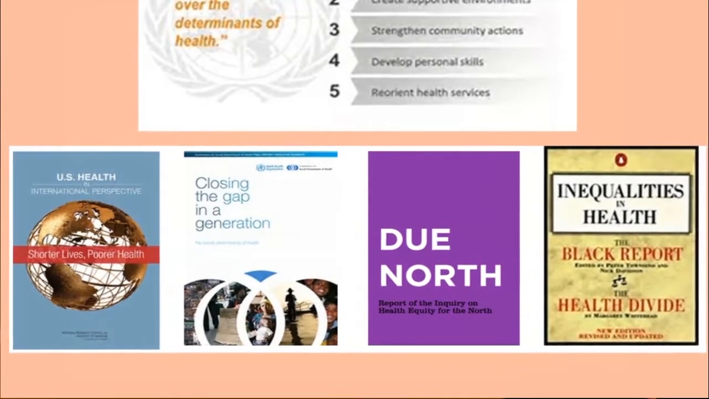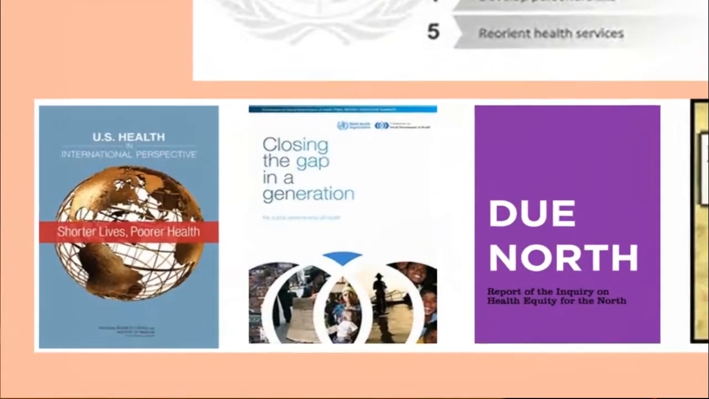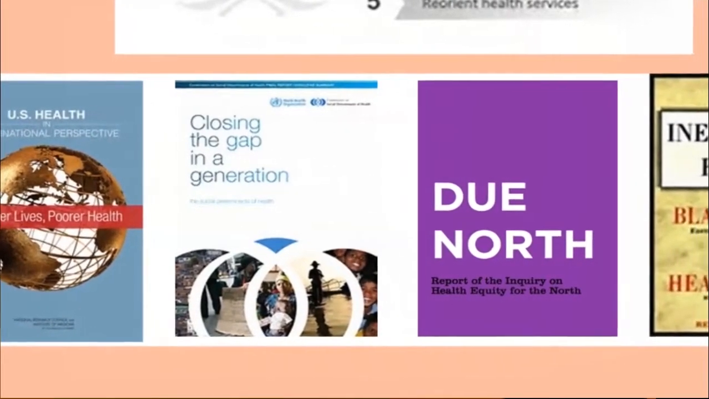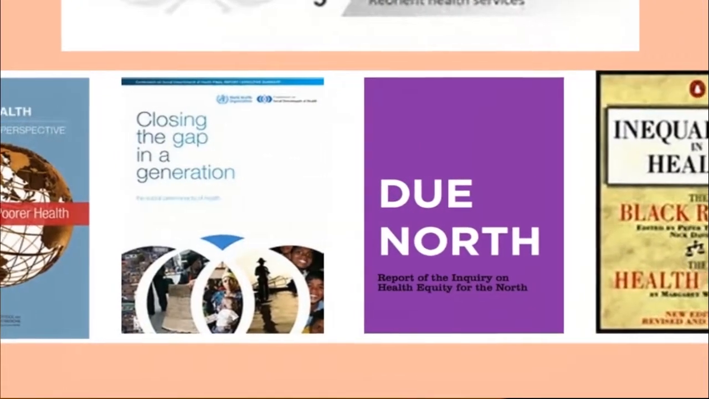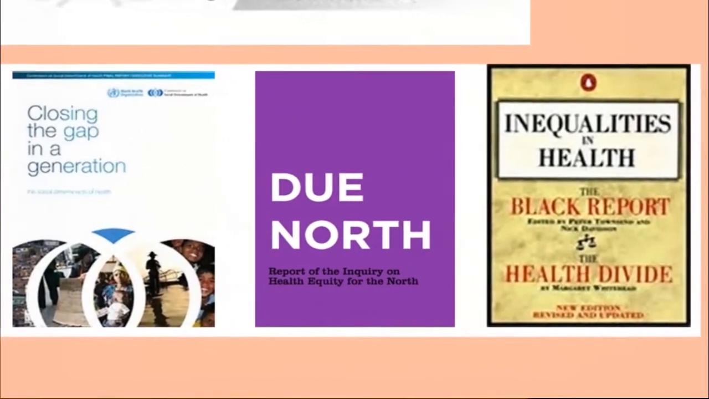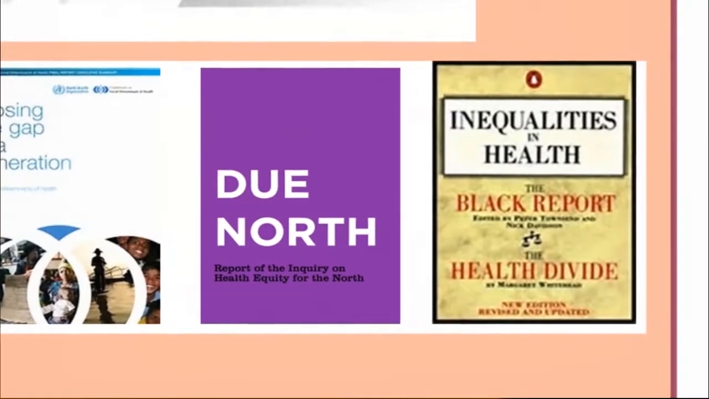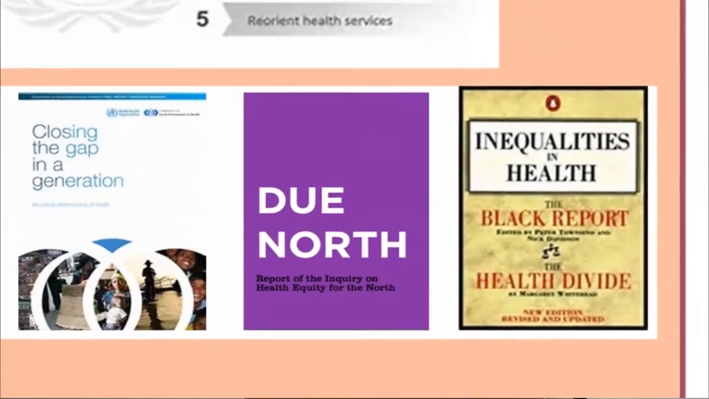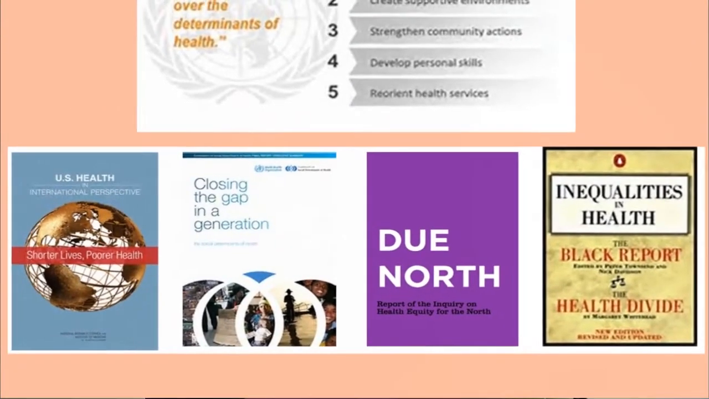So these are all the reports looking at how do we make the US have better health, how do we close socioeconomic inequalities, how do we reduce the north-south divide in England, and of course the original Black Report from 1980, which fundamentally set out a lot of the issues and massively influenced the emergence of health inequalities research in the UK and also here in Canada.